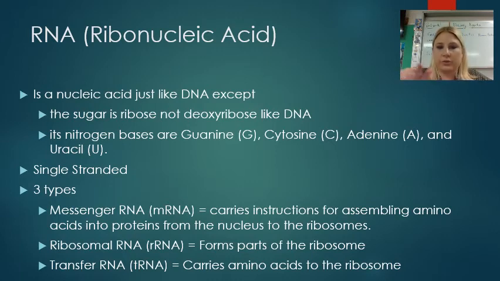RNA is also a single-stranded molecule, and we have 3 kinds: messenger RNA, ribosomal RNA, and transfer RNA. We can abbreviate messenger RNA as mRNA, and it carries the instructions for assembling amino acids from the nucleus to the ribosome. The ribosomal RNA, or rRNA, forms parts of the ribosome, and this ribosome is where the proteins are going to be built. Then we have transfer RNA, which we can abbreviate tRNA. It carries amino acids to the ribosomes, and they are the ones that help to build that protein.